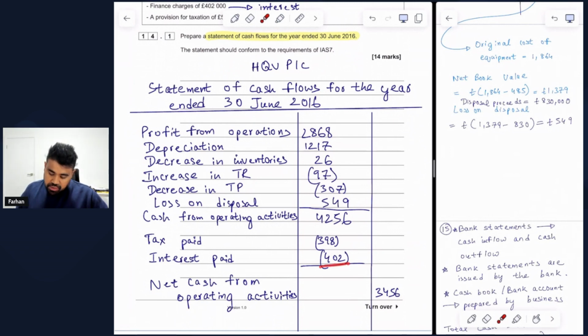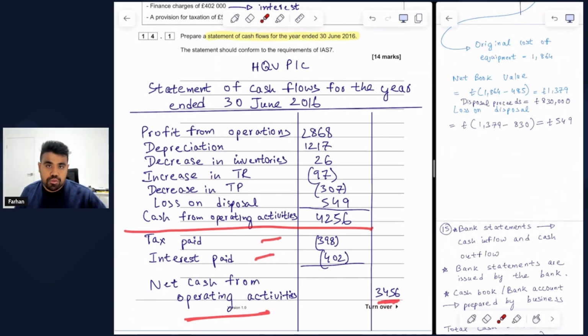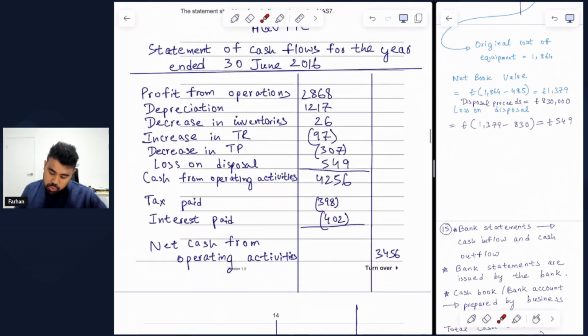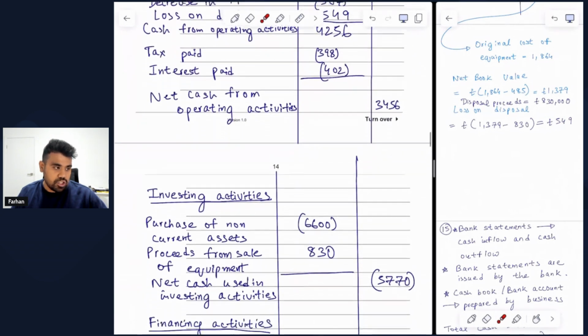So you can find the subtotals before the tax and interest lines, which is the cash from operating activities, and from there you subtract the tax paid and the interest paid. And then you get net cash from operating activities, which is £3,456. Normally you would see that the wording changes here. In this case, we are writing "from" because we have a surplus or an inflow or an excess or a positive number, which is 3,456. If it was a negative, it would be worded differently, which you would see eventually in the next section.